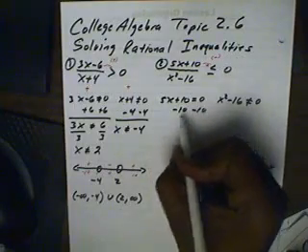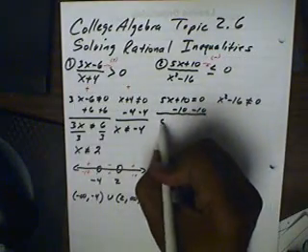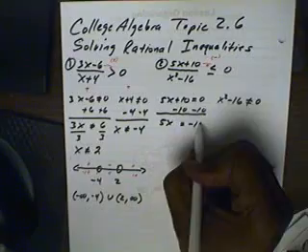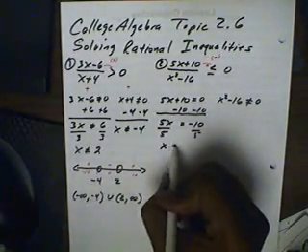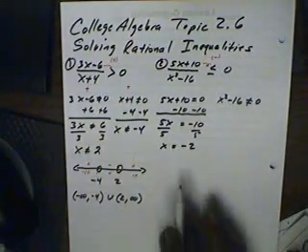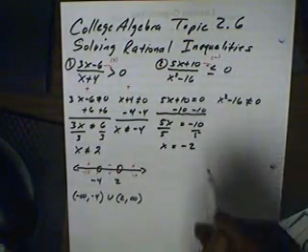Minus 10, minus 10, I get 5x equals minus 10. Divide both sides by 5, and x equals a negative 2. Okay, so that's 1. Let's go over here.